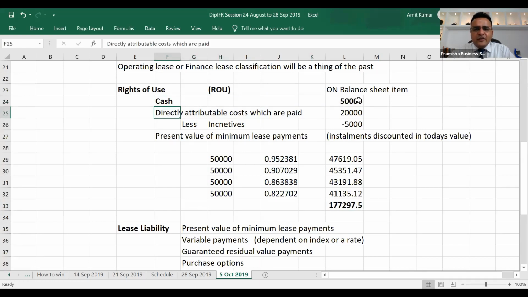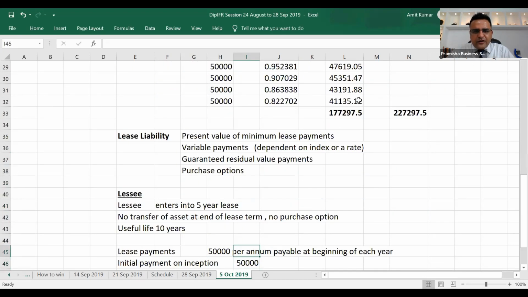This cash payment is already paid, so this is not a liability of future. Though the total payment against this is 177 plus 50, the total payment is this. But our present value of lease liability on the other side will only be 177,297, because that is liable to be paid after 1 year. We have already paid 50,000 out of it. There is no variable payment. There is no guaranteed residual value payment. There is no purchase option.